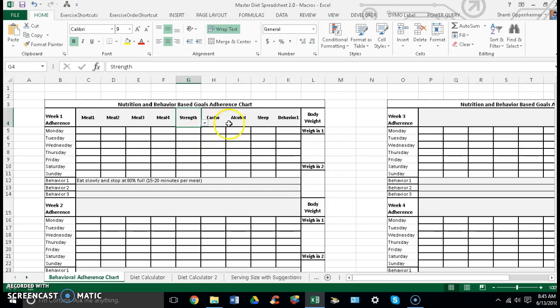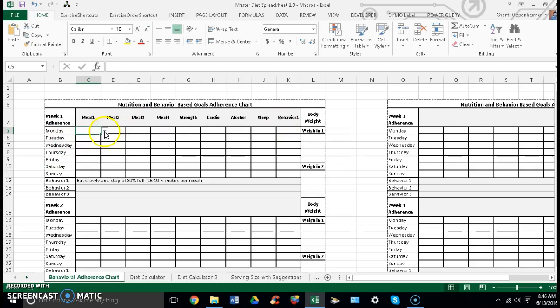Now, if you notice in these other columns, strength, cardio, alcohol, sleep, and then behavior 1, which is listed down here. This might not apply to you, but this is if we have any specific behaviors that we'd focus on getting to be habit to help you to make more progress. This one is eat slowly and stop at 80% full, 15 to 20 minutes per meal, and we'd go over the instruction for that. So to keep it really basic, in each column there's going to be a Monday row, a Tuesday row, a Wednesday row, Thursday, Friday. You get the picture. We have a row for each day.